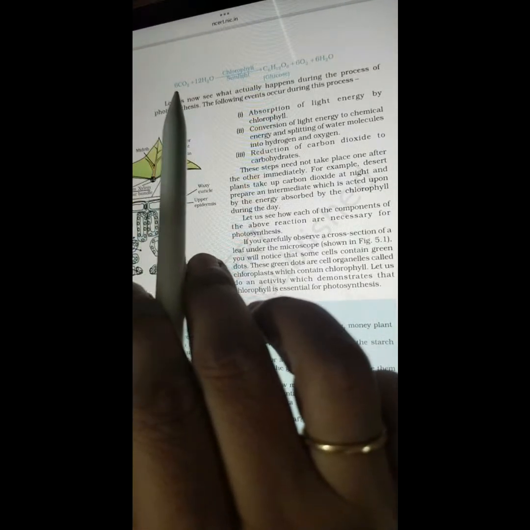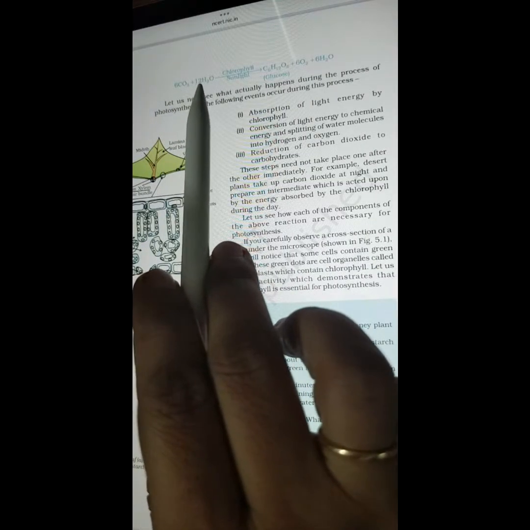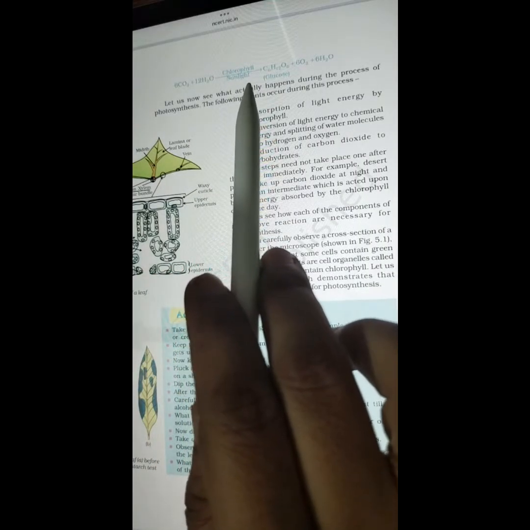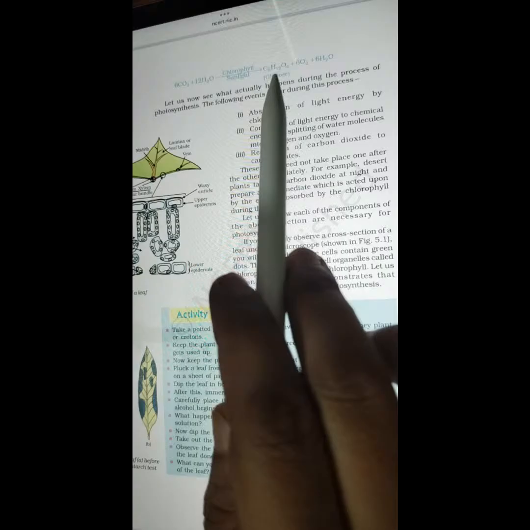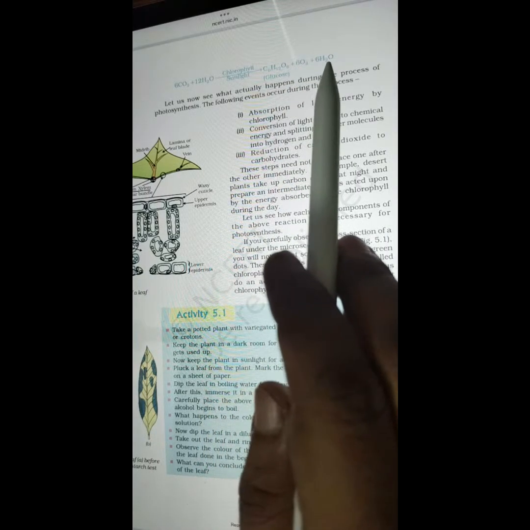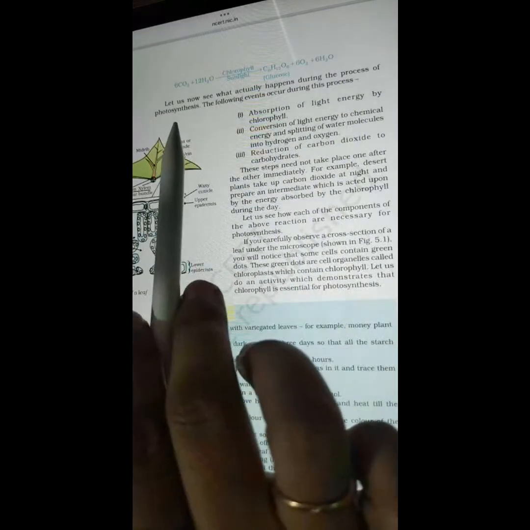So here you can see the equation of photosynthesis. 6 molecules of carbon dioxide are uniting with 12 molecules of water in the presence of chlorophyll and sunlight to produce a molecule of glucose, which is C6H12O6, plus 6O2 plus 6H2O. Let us now see what actually happens during the process of photosynthesis.